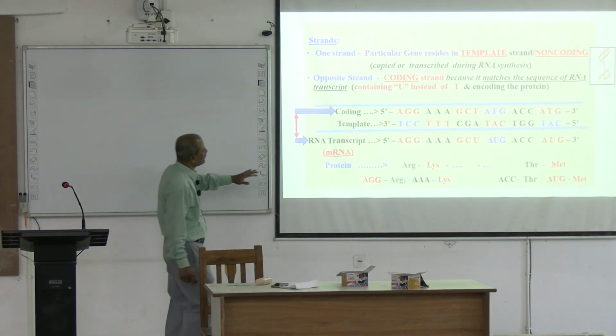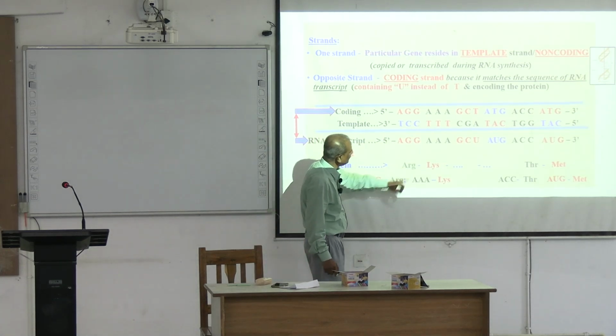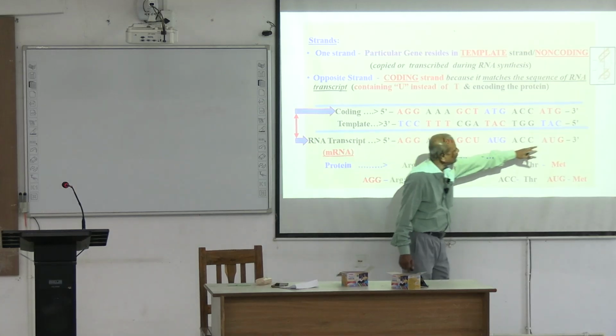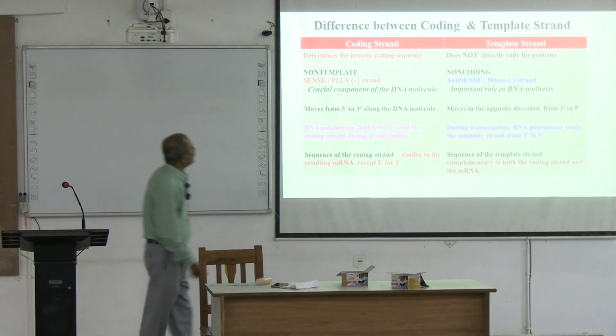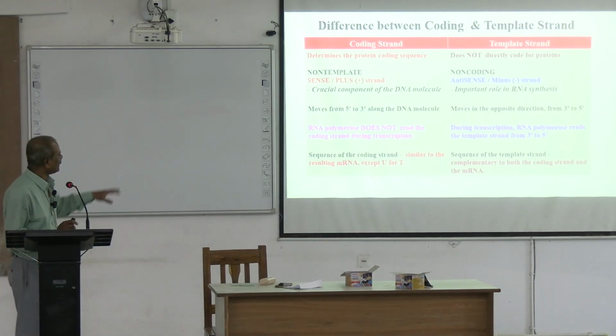So, protein will be synthesized as per the sequence, like AGG is forming arginine, AAA is forming lysine, and then it will end with a 3' end. So, this differs between the coding strand and the non-coding strand. As you can understand, the coding strand is basically the protein coding sequence, and it will match with the mRNA.